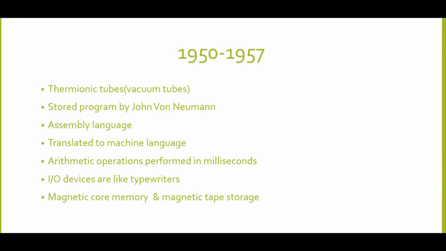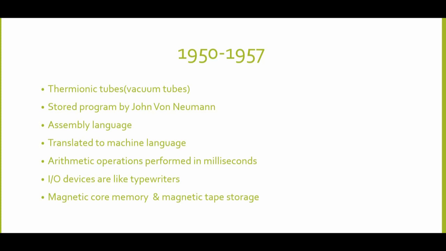Within this, assembly language is used to make programs, and later it is translated to machine language in order to be read by that machine. Within these first generation computers, arithmetic operations were performed in milliseconds, that is the speed of this computer. The input output devices are like typewriters, that is you can give instruction to the computer using a typewriter-like device, and you will get the result from the computer with a typewriter-like device. It has a magnetic core memory and magnetic tape storage.